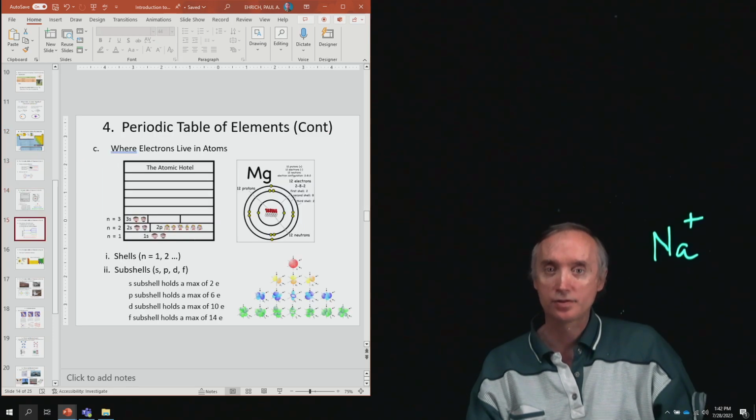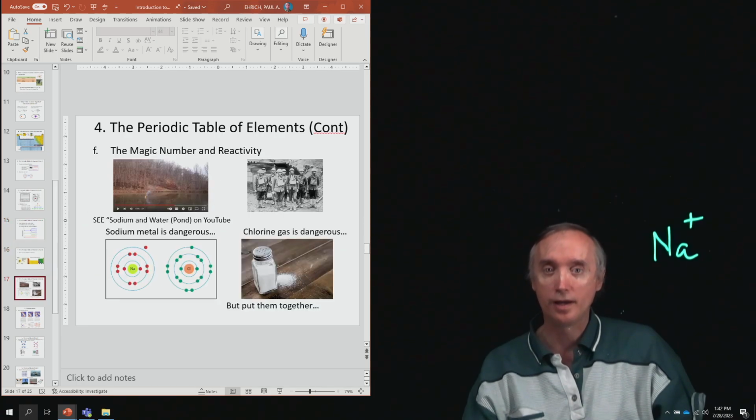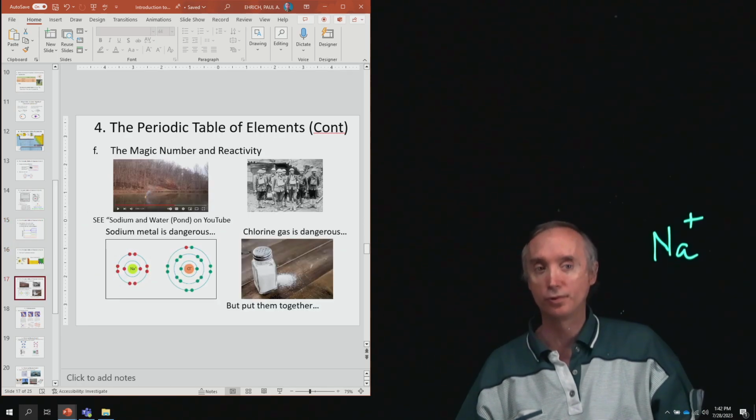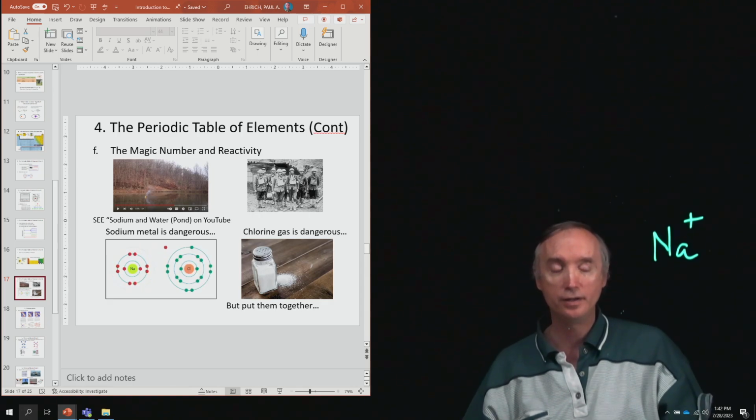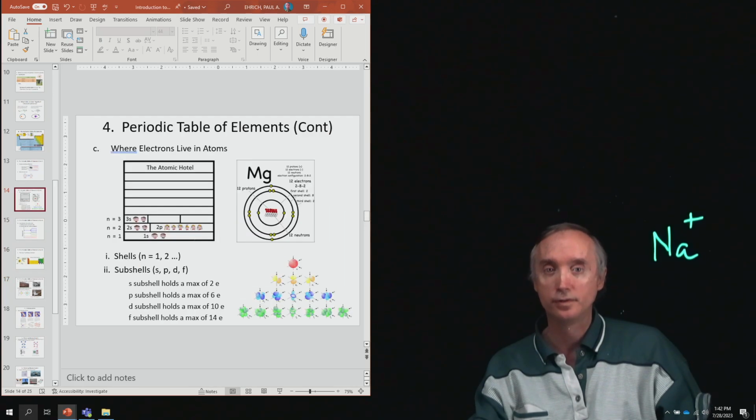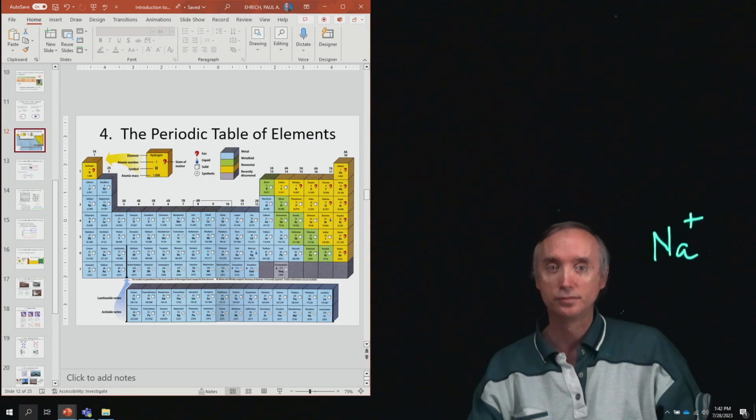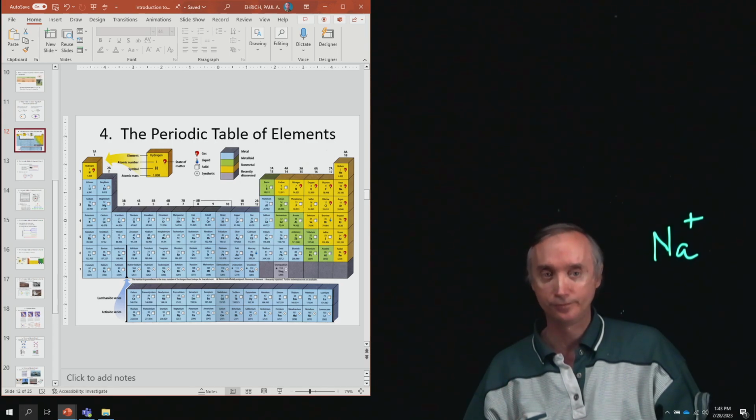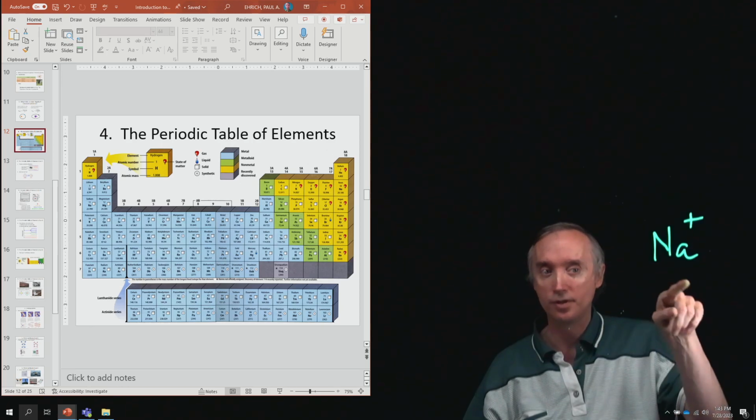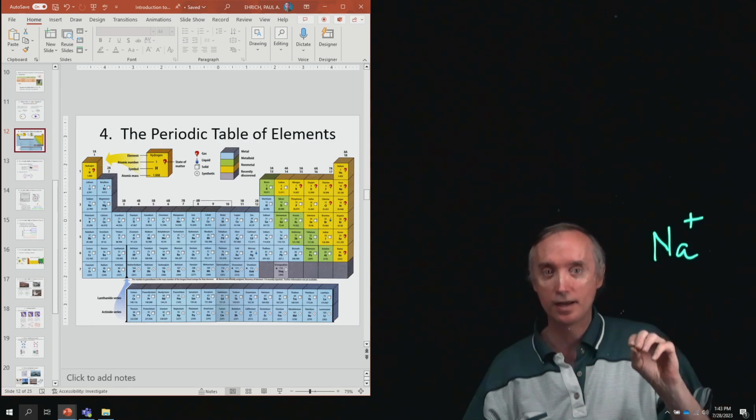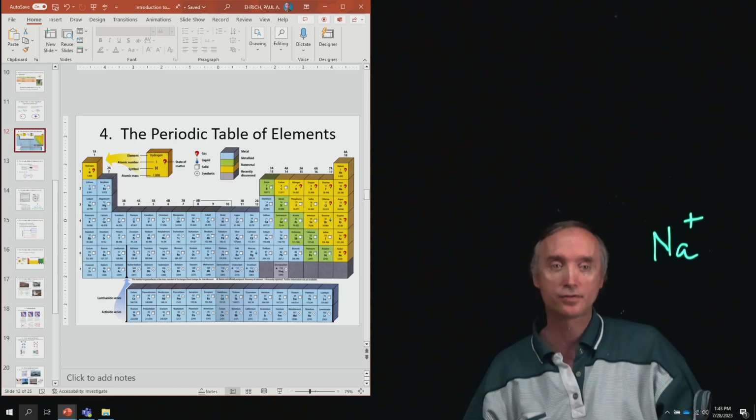Okay, so that explains, hopefully, why sodium is so reactive. Now, let's look at chlorine. So chlorine is going to be Cl. So find it on the periodic table. And you notice that chlorine is in column 7. So that means it has how many outer electrons? I heard you in the back. So yes, it's going to have 7 outer electrons.